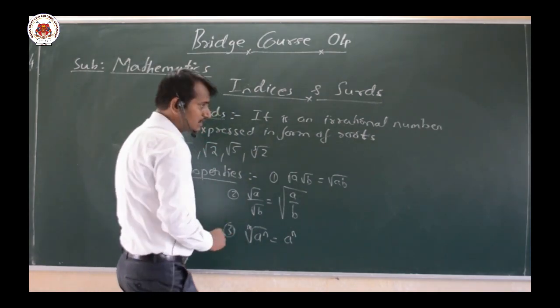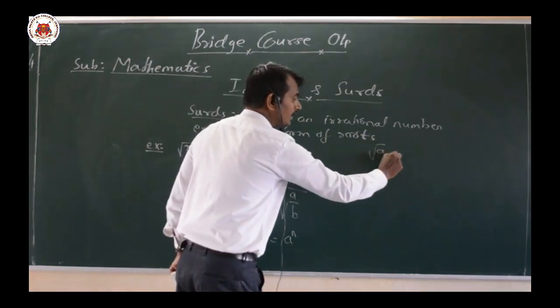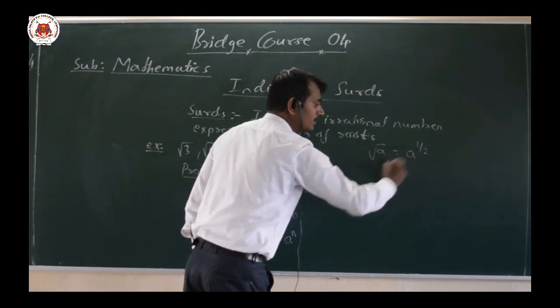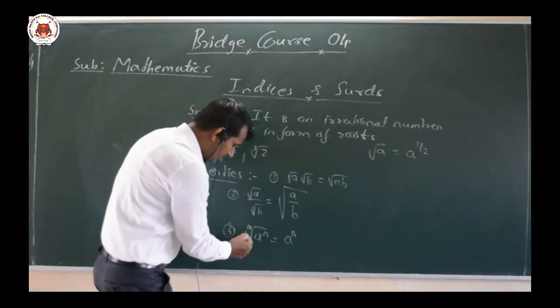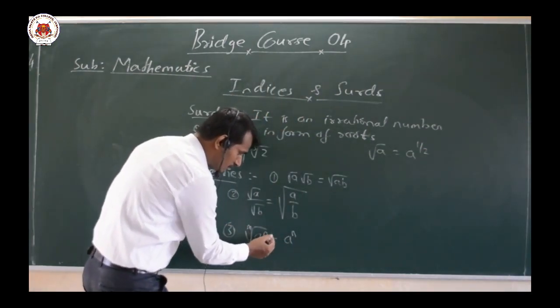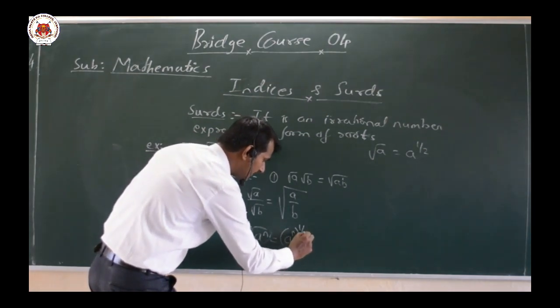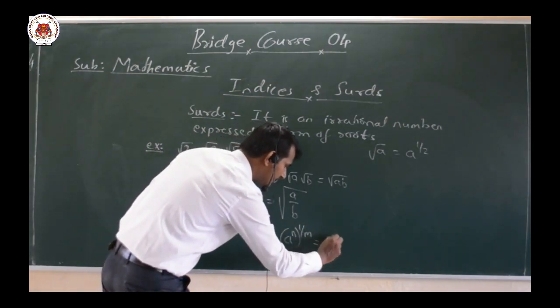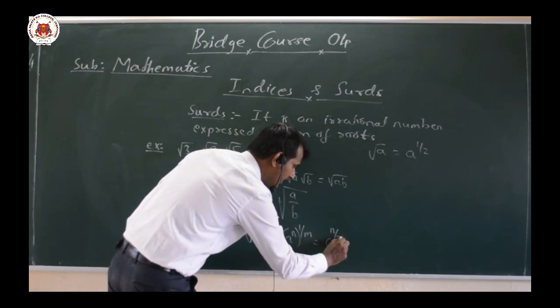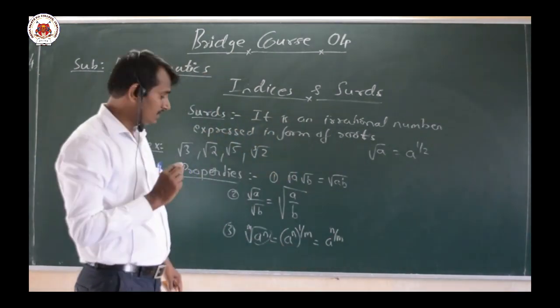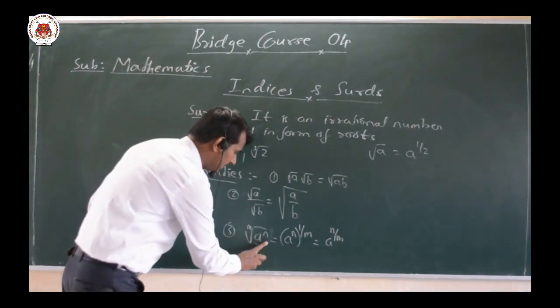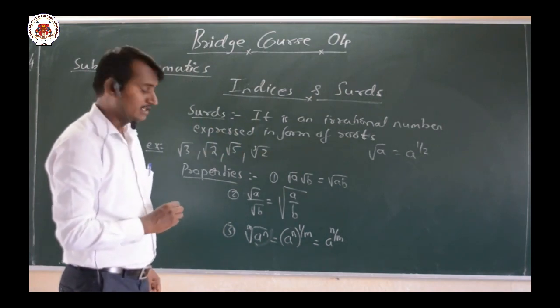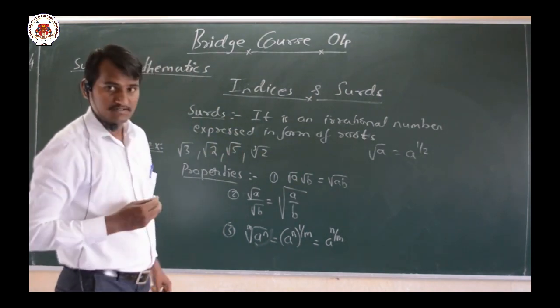So now just now we had seen square root of a means how we had written? A raised to 1 by 2. Similarly, mth root of this whole value, I can write as 1 by m. That means what we have? A to the power of n by m. That is a to the power of n by m. This is how we are expressing our surds.